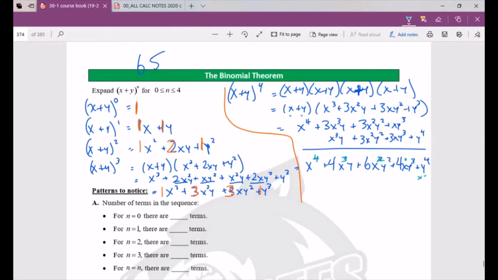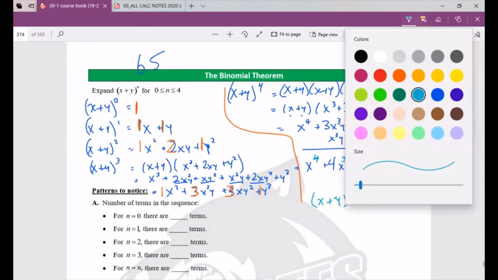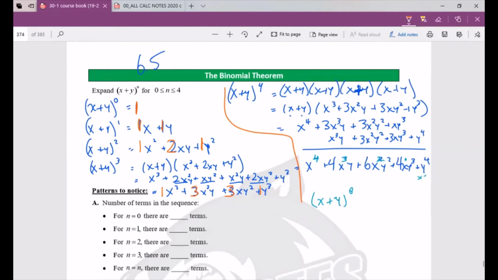And so we'd be able to put this together if we were asked for something like x plus y, maybe to the 8. We'd be able to start to put the variable part together pretty quick. But what is maybe tougher to see is these coefficients. So this is 1x to the 4, 4x cubed y, 6x squared y squared, plus 4xy cubed, plus 1y to the 4. Okay, we'll get to that in a second here.